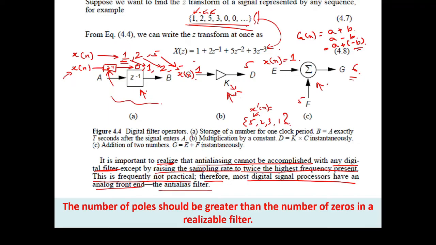Now, when we design any filter, we have to keep in mind one of the most important points: the number of poles should be greater than the number of zeros. I know many of you do not know what poles and zeros are, so we will discuss that at a later stage in a few moments. But keep this in mind: the number of poles should be greater than or equal to the number of zeros if you want to design a realizable filter.